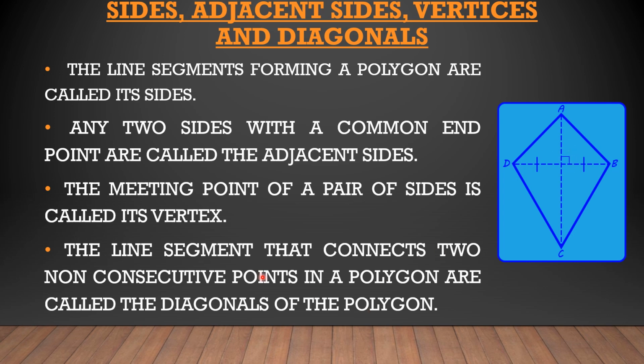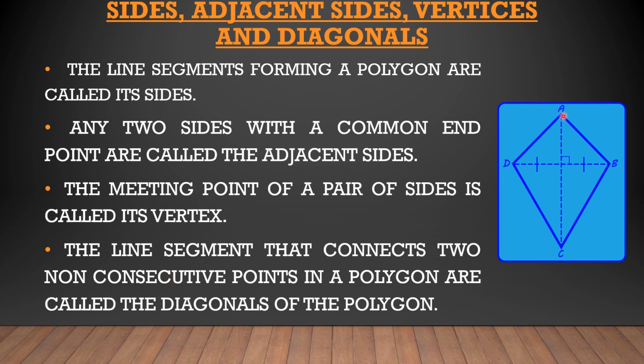Now the fourth point: the line segment that connects two non-consecutive points in a polygon is called a diagonal of the polygon. First of all we shall understand the meaning of consecutive points. Dear children, suppose you are starting from point 1, then the next point will be the consecutive point of the first one. But here we are talking about non-consecutive, that means the next point we have to leave.